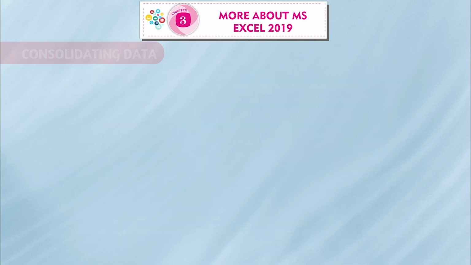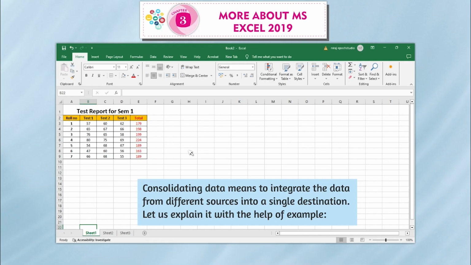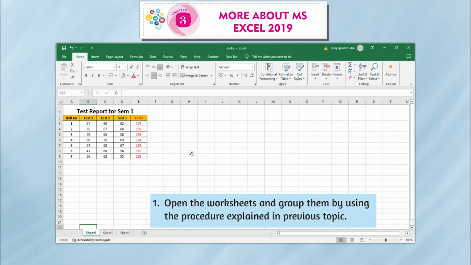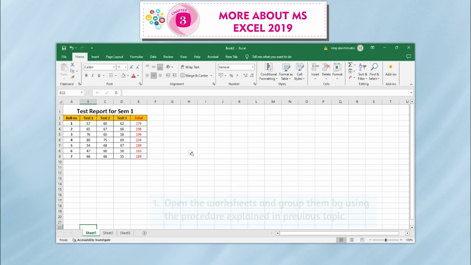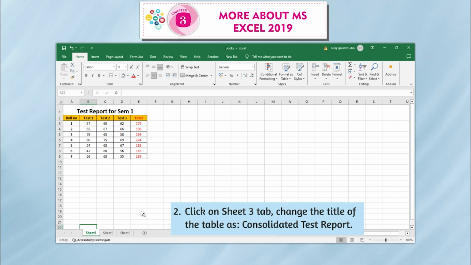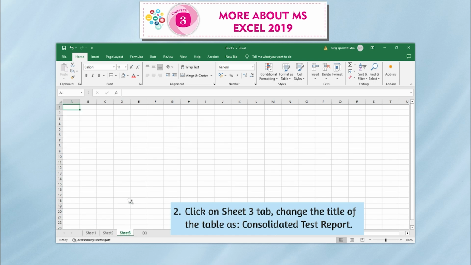Consolidating data. Consolidating data means to integrate the data from different sources into a single destination. Let us explain it with the help of an example. 1. Open the worksheets and group them by using the procedure explained in the previous topic. 2. Click on the Sheet 3 tab. Change the title of the table to Consolidated Test Report.